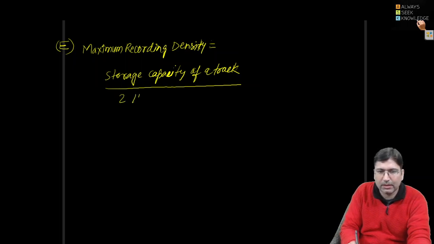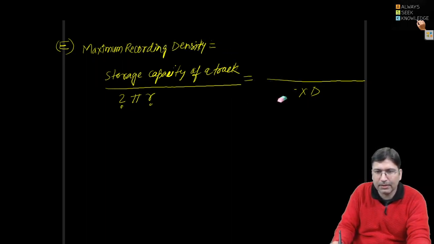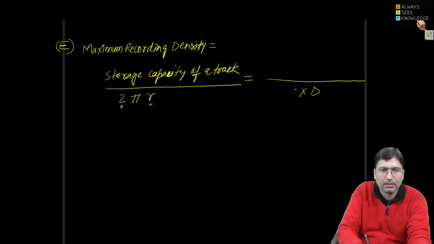Because it is a circle, it will be 2 pi r, and 2r gives you the diameter. So the storage capacity of a track divided by pi into d, where d means diameter, because diameter is already given. Diameter is given as 21 centimeter, right? For pi, we can write 22 divided by 7 or 3.14, whatever you want. So pi, and d is the diameter, which is given as 21 centimeter.